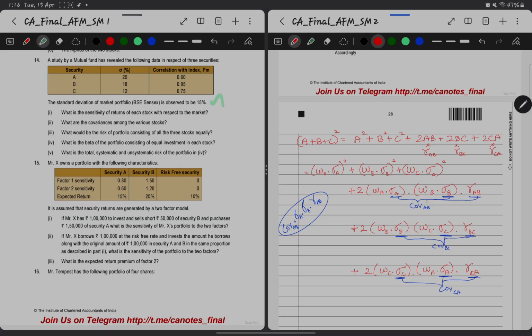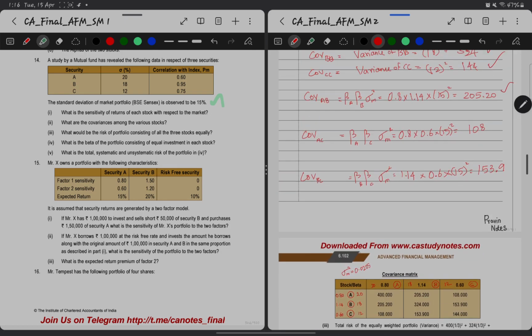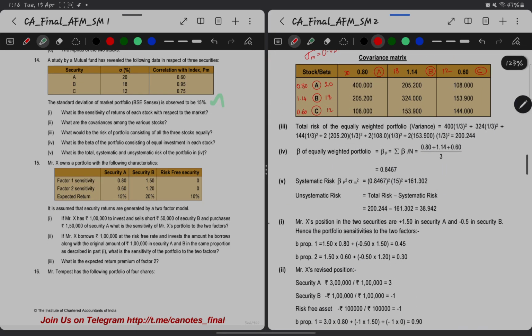Because we know the covariance of all the three factors, that's why we are taking this. Instead we don't know the correlation of A and B, so taking these weights out, that's what ICAI has given here. If we see clearly, since they have told the weight is equal, which will be 0.33 or 1 by 3. So here they have taken 1 by 3.